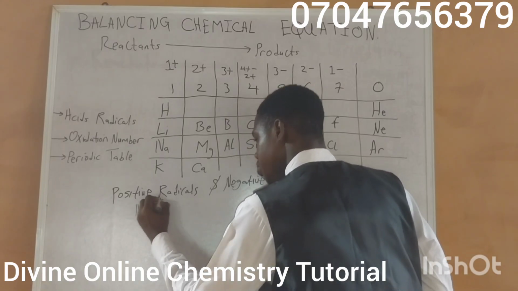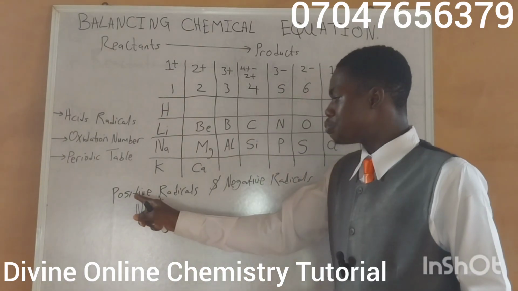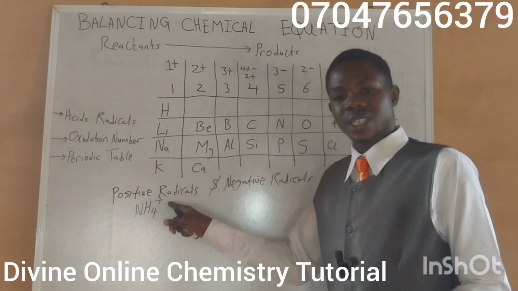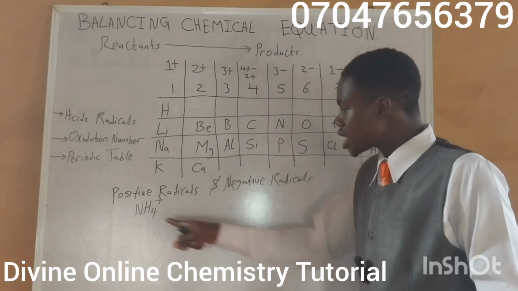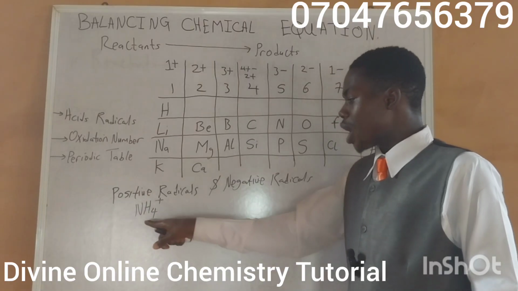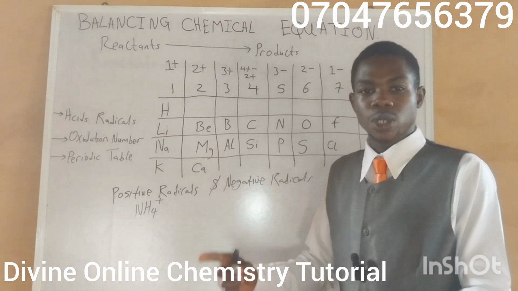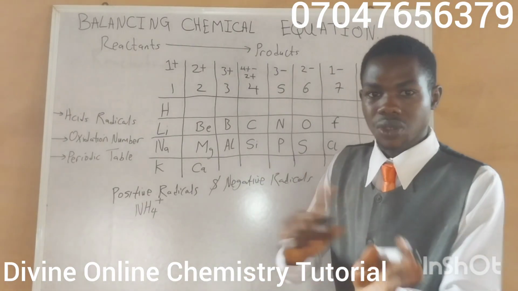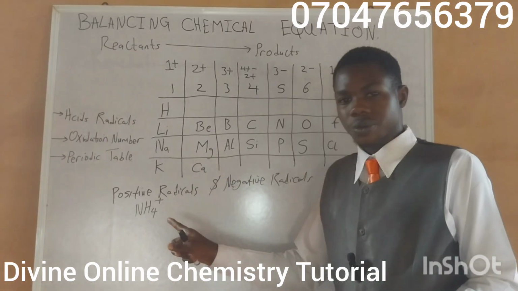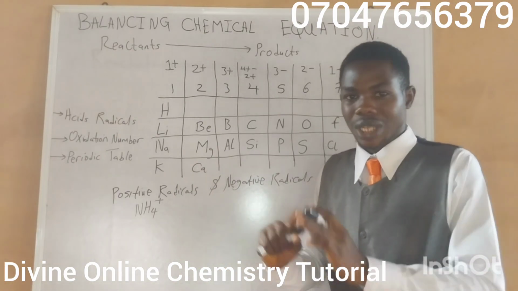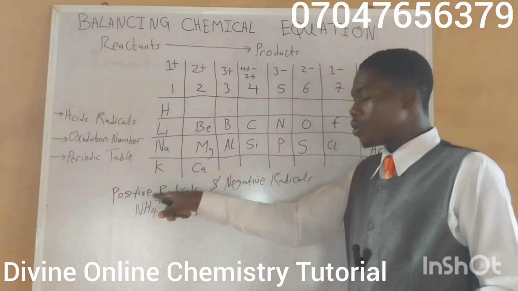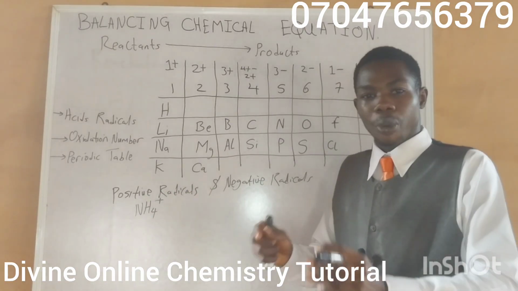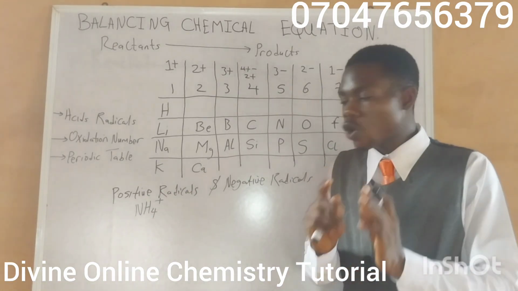NH4 plus. Like I said earlier, the positive radical has positive charge, while the negative radical has negative charge. An example of a positive radical is ammonium. Ammonium and ammonia are not the same. Ammonium is NH4, ammonia is NH3. So ammonium is an example of a positive radical.